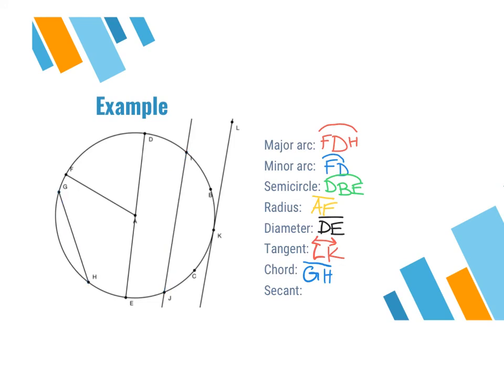My secant then is the one that keeps going. So now I'm picking IJ, and to indicate that it keeps going, I'm putting the little arrows on either side to say, hey, this is a line, it crosses through the circle, it keeps going forever and ever.